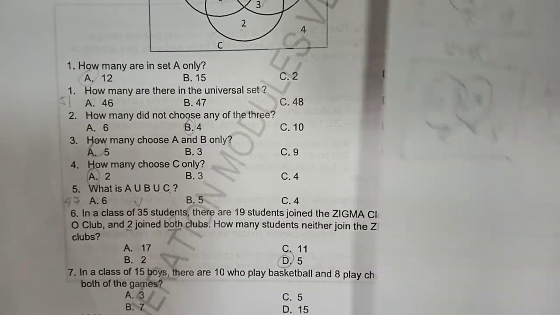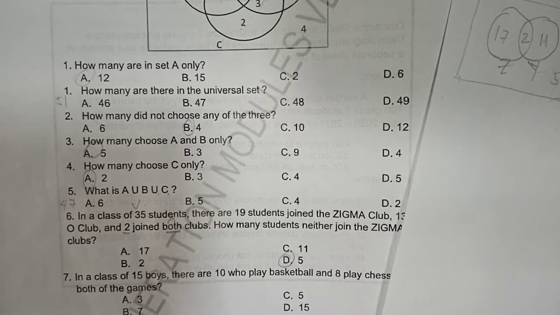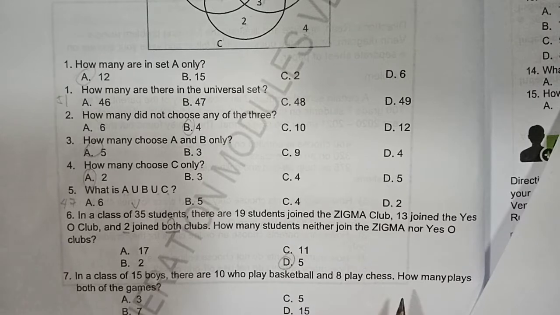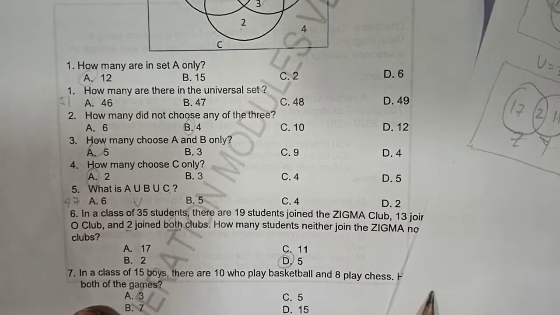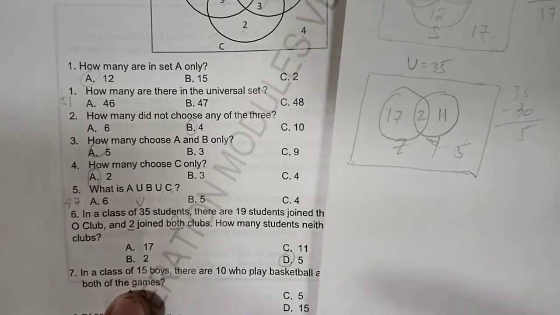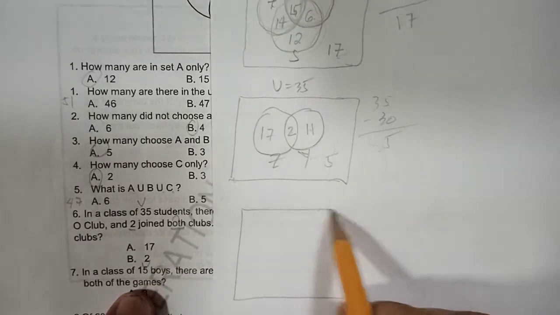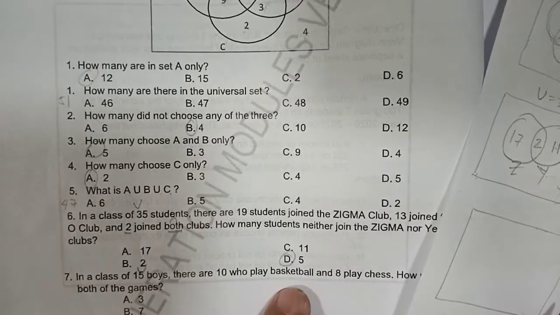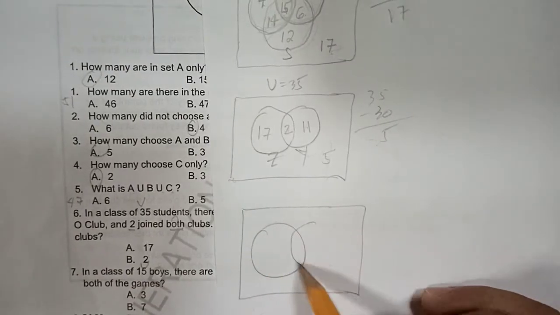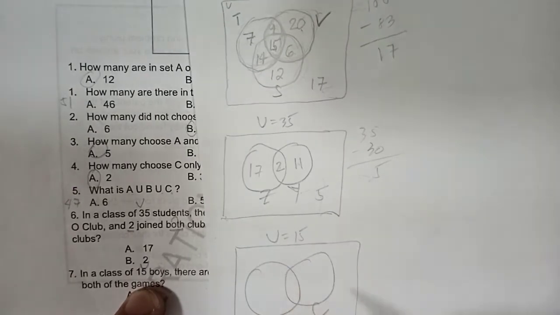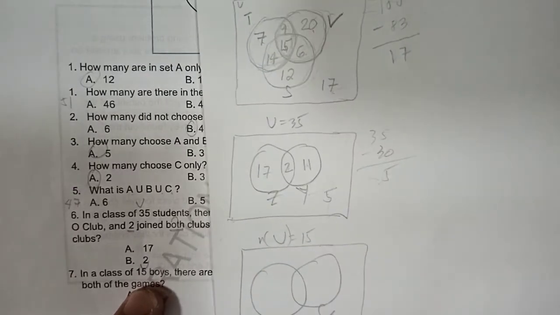Okay, next. In a class of 15 boys, there are 10 who play basketball and 8 play chess. How many play both of the games? Okay, so there are 15 boys. So this is U, the cardinality of the universal set. Again, we have a Venn diagram with basketball and chess. There are 2 circles. So this is basketball, this is chess. In a class of 15 boys, U is 15.